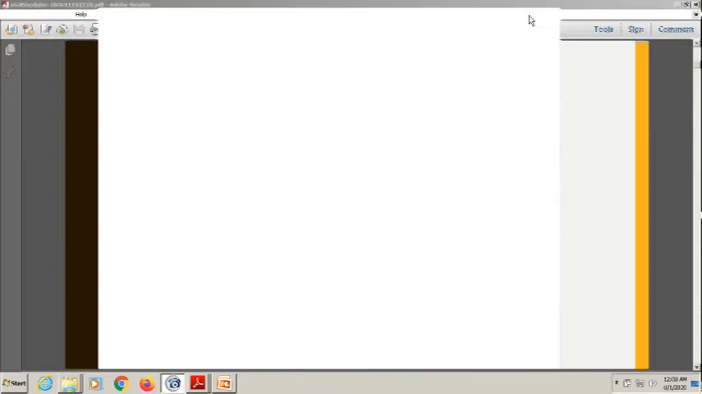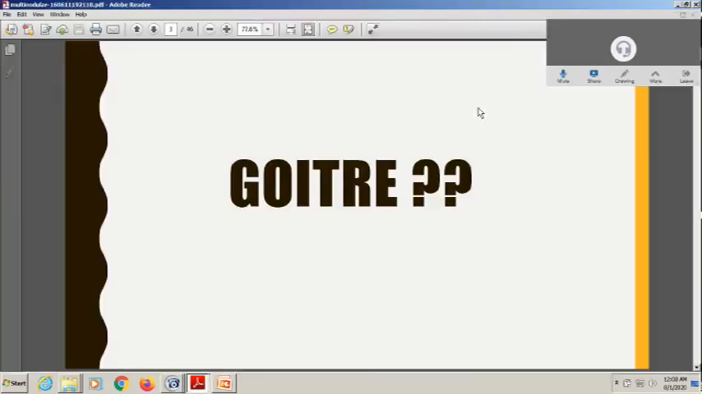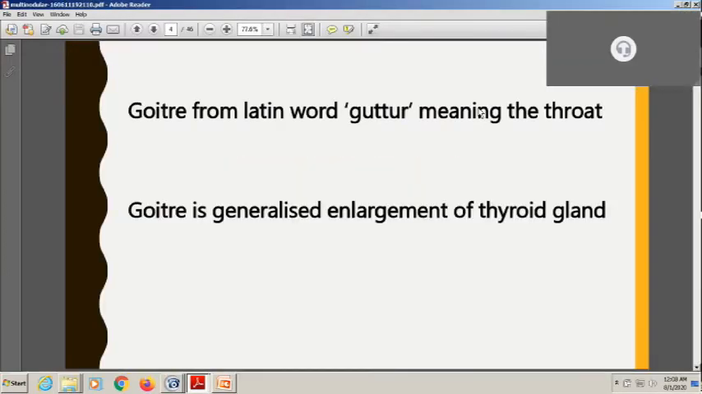So, what is goiter? Goiter is an enlargement of the thyroid gland. It is from the Latin word goiter, which means throat. So, any enlargement of the thyroid gland is known as a goiter.